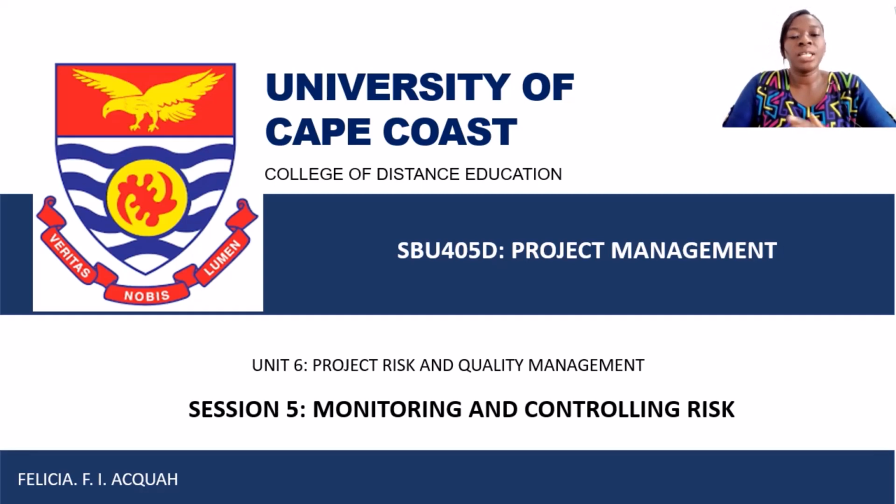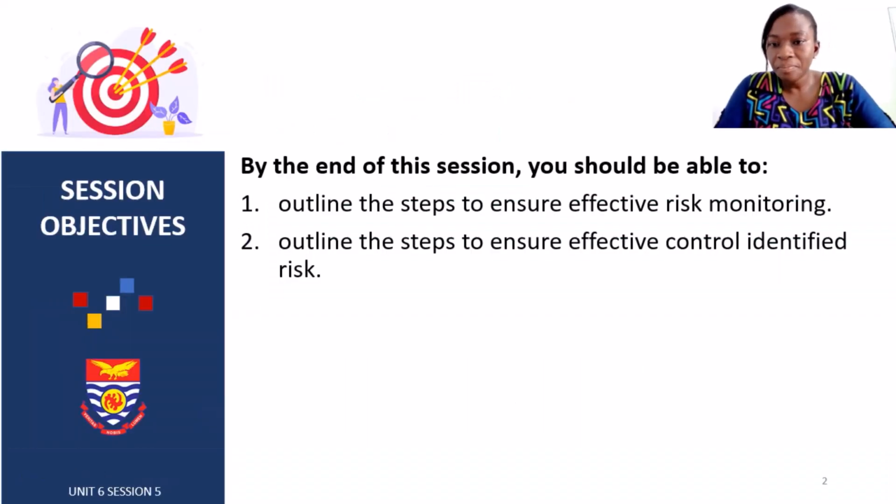We're going to be looking at Unit 6, Project Risk and Quality Management. We're going to continue our discussion in this unit by focusing on Section 5, Monitoring and Controlling Risk. By the end of this section, you should be able to outline the steps to ensure effective risk monitoring and effective control of identified risk.